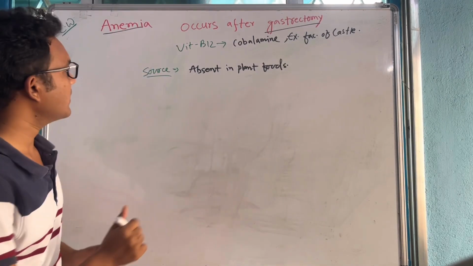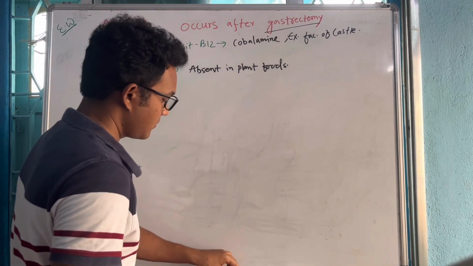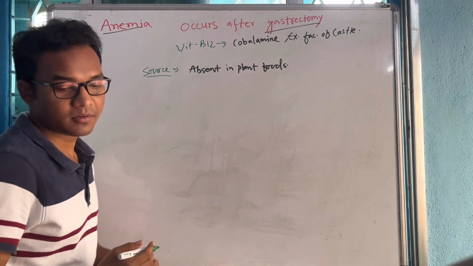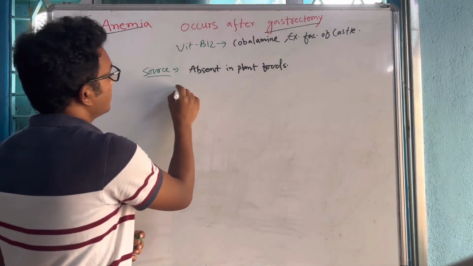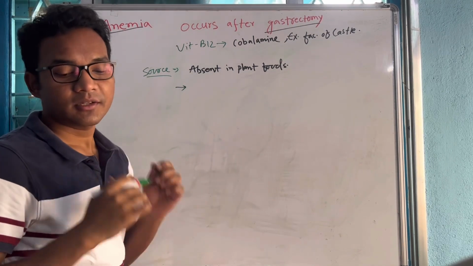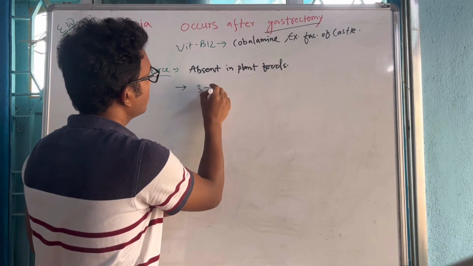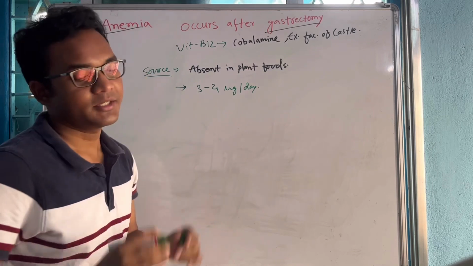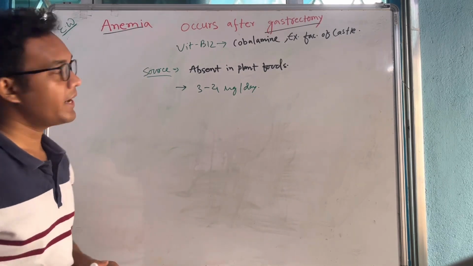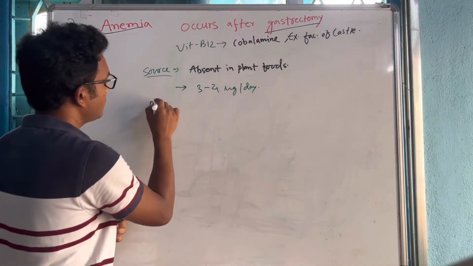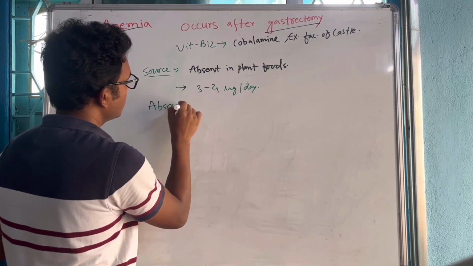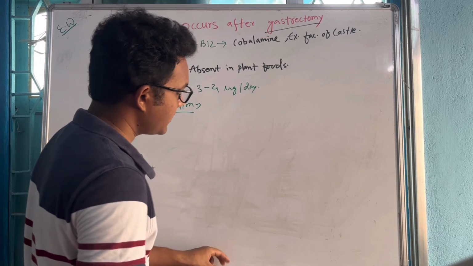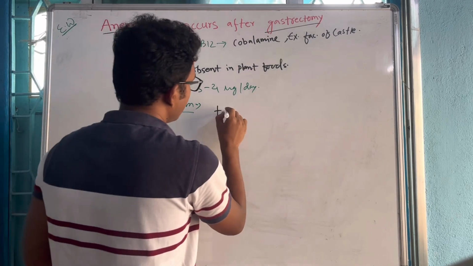Clear? What is the daily requirement of vitamin B12? The daily requirement is 3 to 4 microgram per day. And absorption: from where is vitamin B12 absorbed? It is mainly absorbed in the terminal ileum.